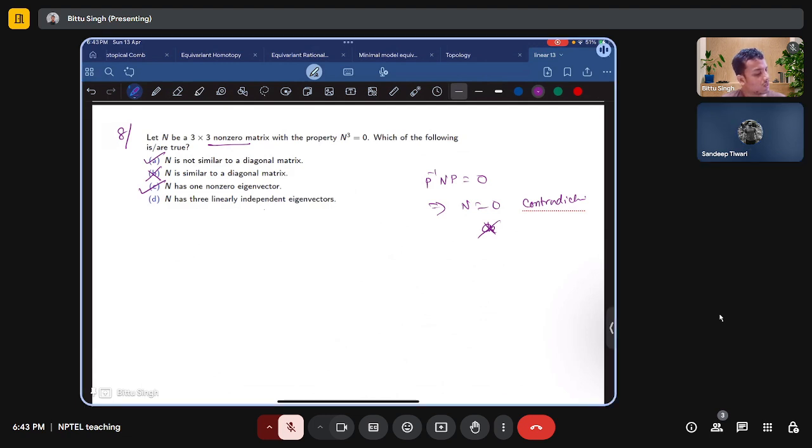N has three linearly independent eigenvectors. If this is true, then we are getting that the geometric multiplicity is 3. If we assume D is true, that will imply the geometric multiplicity of 0 is 3, because we are getting 3 linearly independent eigenvectors. That implies that N is diagonalizable, which is a contradiction. So D is false.